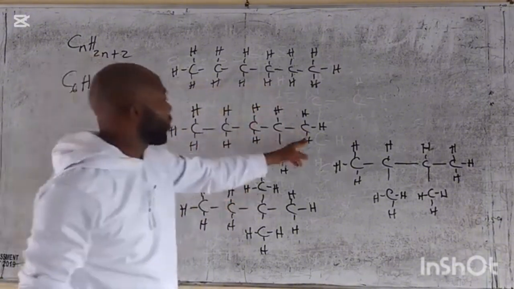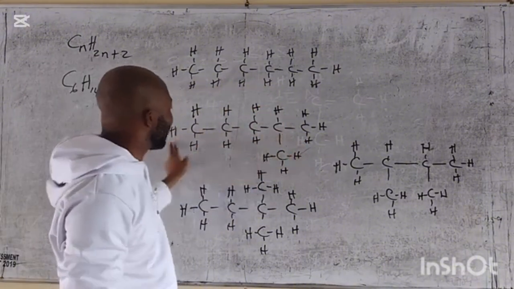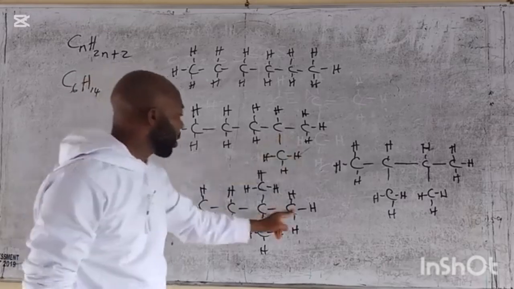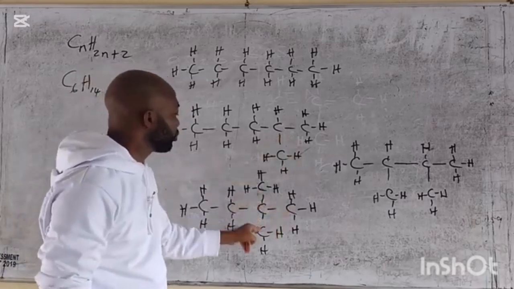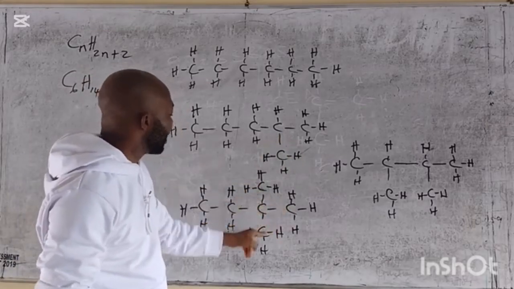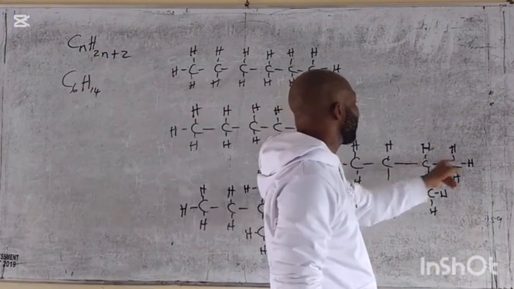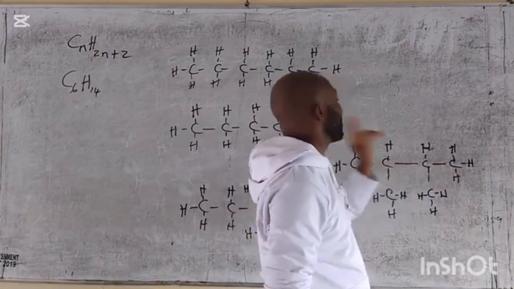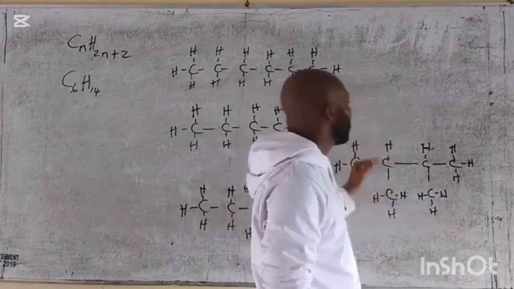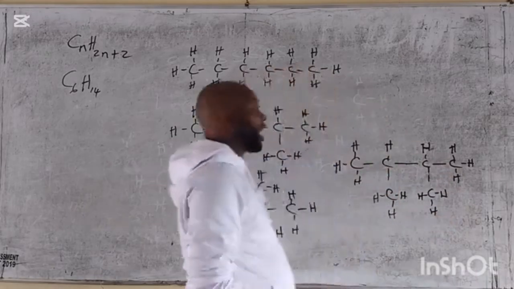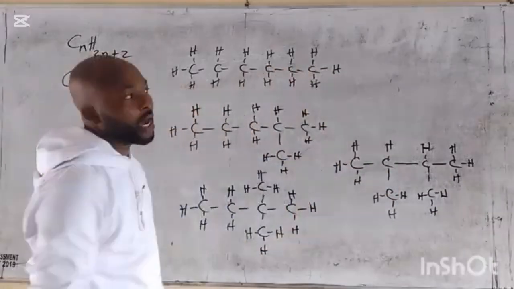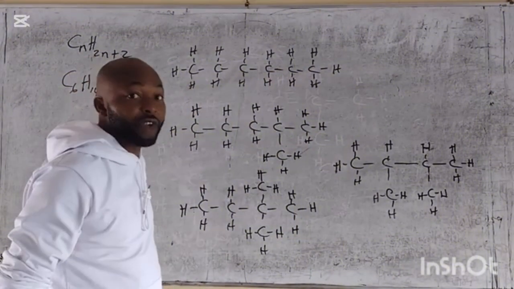This one is 2-methylpentane. In carbon 2 we have 2, so this is 2,2-dimethylbutane. While this is 1, 2, 3, 4, this is 2,3-dimethylbutane. So we have done the naming of the various compounds in our previous class.